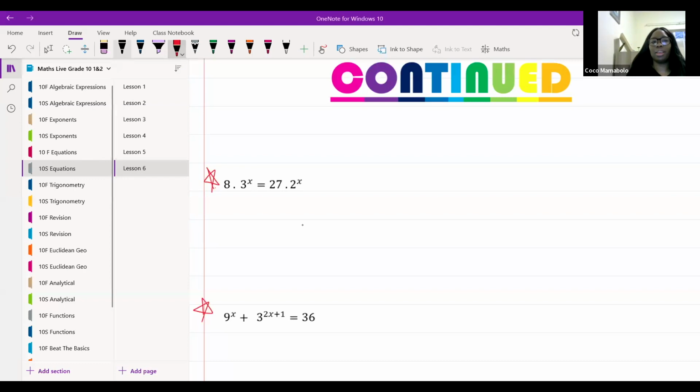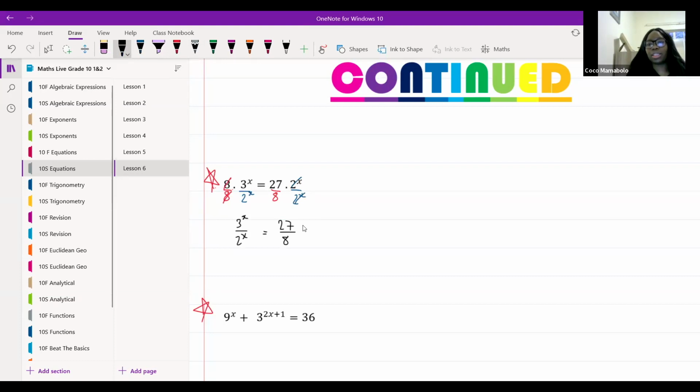Do we remember me saying that we should divide both sides by 8 and we should divide both sides over here by 2 to the power of x? Yeah, I remember we did that because now these two will cancel. Sorry, Narisha. These two will cancel and these two will cancel. So we will end up with 3 to the power of x over 2 to the power of x is equal to 27 over 8.